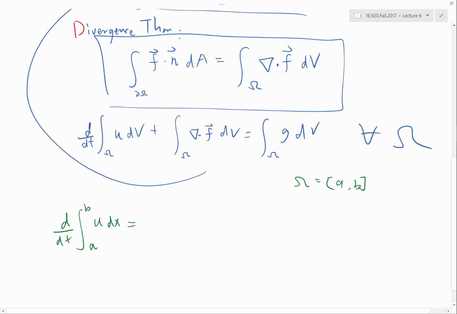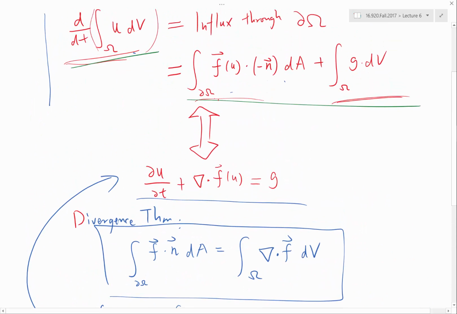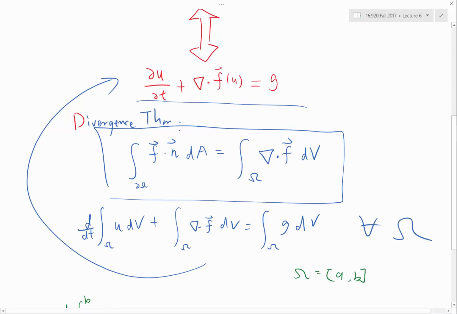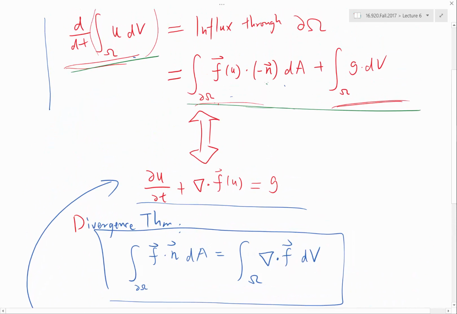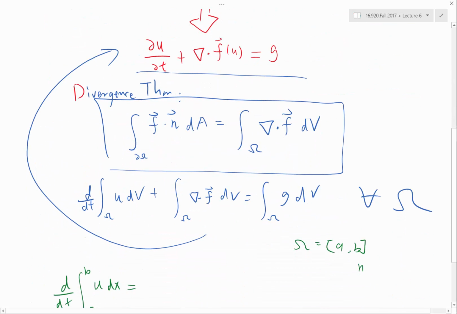So this would be equal to, okay, so what is a boundary integral in 1D? What is the boundary of an interval A and B? It's just a point A and point B, right? And what is the unit normal n? 1 and -1. Yes, at B n is equal to 1, and at A n is equal to -1, right? So these are the outward normals, right?